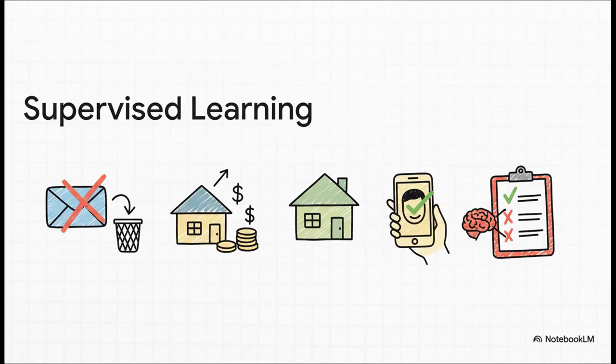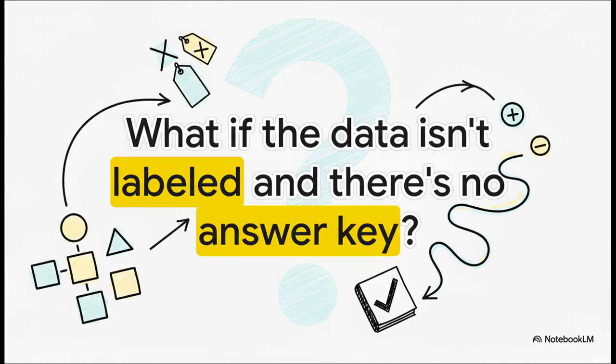And trust me, you see supervised learning everywhere. It's the reason your inbox isn't a total disaster. It's behind those housing price predictions. It's how your phone recognizes faces in photos. And it's even how banks figure out credit scores. It's the go-to method for any problem where you have a bunch of historical data and you know what the right answers were. But, and this is a big but, what if you don't have labeled data?